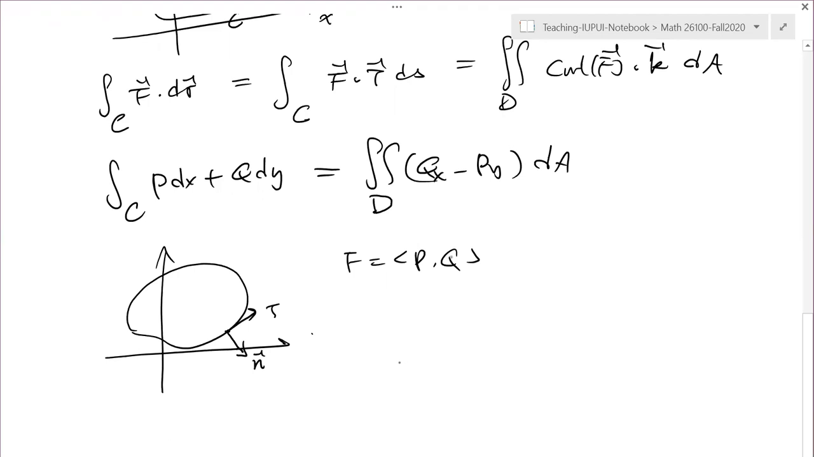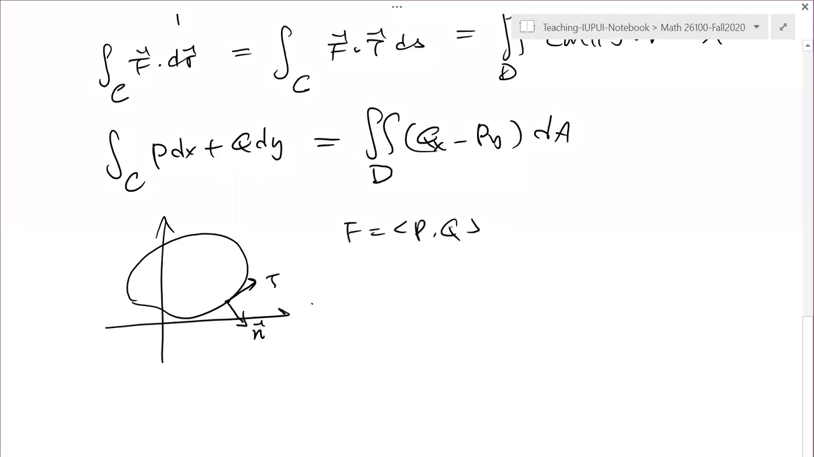Okay. So how do we find the relationship between T and N? If T is going to be (a, b), N is going to be, I think, (b, negative a). Get it? Clear, right? And they're perpendicular, and the angle between them, it's easy to check.